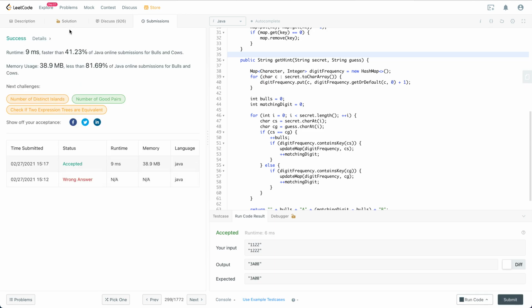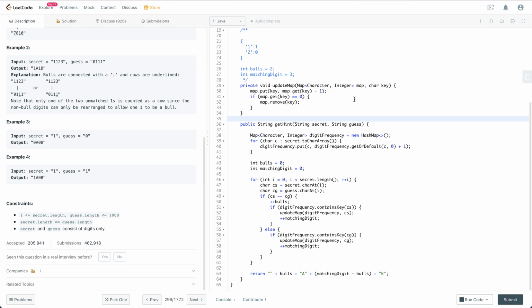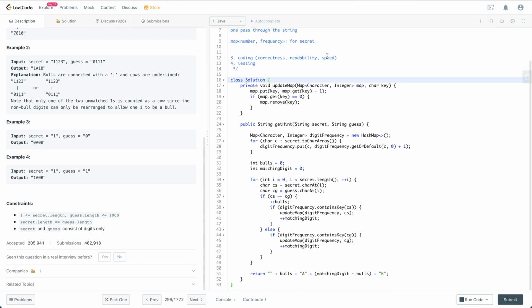Let's do another submission. Okay, yeah, that's true. So the issue is if we have already consumed the 2, there's no room for us to find the matching for the 2. So we need to take care of that one. Other than that, I think we should be good.